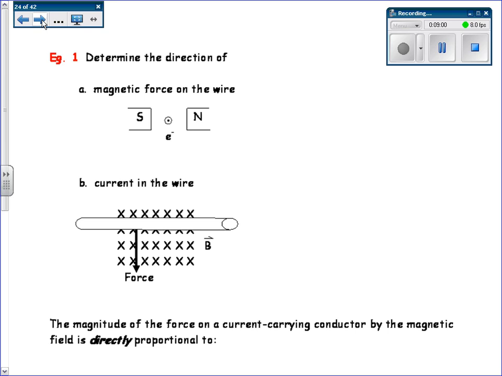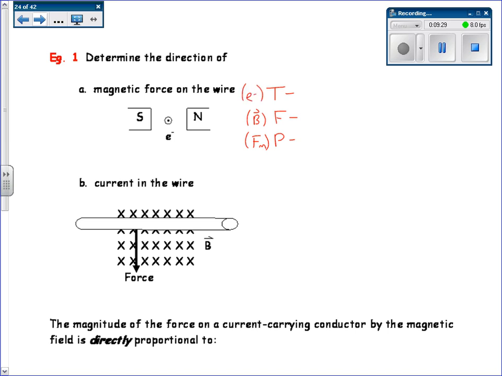Okay, so we'll do a couple more examples using that. Then we'll look at a formula. So we want to determine the direction of first the magnetic force on the wire. It's similar to the last question, but it looks a little bit different. I want my thumb, my fingers, and then eventually my palm, right? Because palm is magnetic force, fingers is magnetic field, and thumb is the direction of the current.